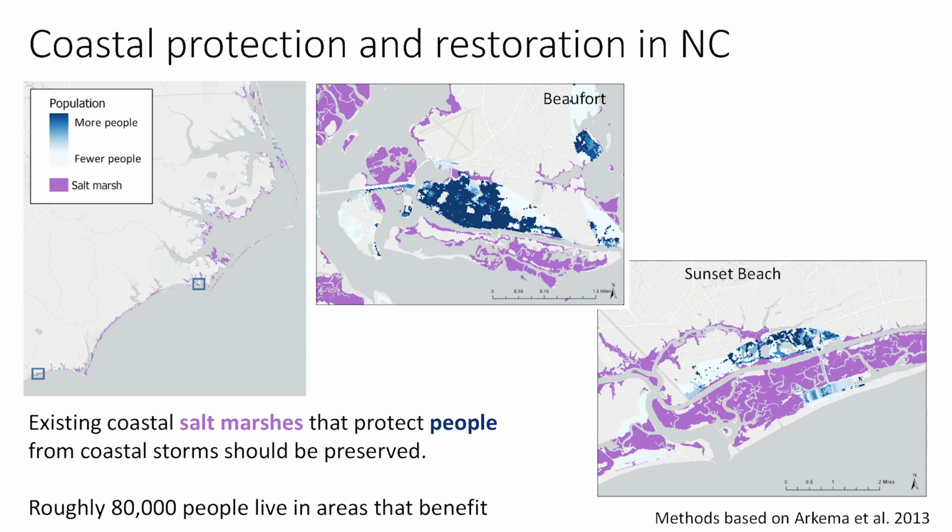So similarly, we can look at the coastal habitats around North Carolina and map where they might be most important for communities. Many of North Carolina's coastal wetlands are near human habitation. Here we see the purple are the coastal salt marshes, and the blue is populated areas, and the darker blue means there's more people. And in North Carolina, about 80,000 people live in areas that benefit from wetlands protection from coastal storms.